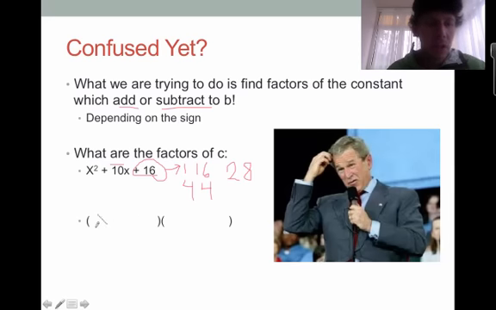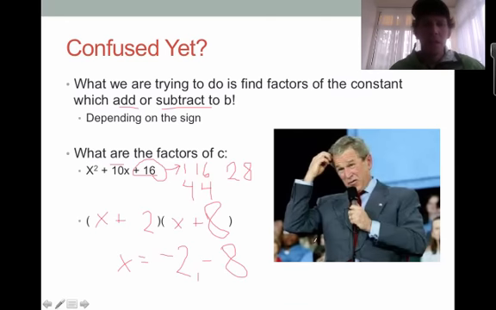So of course, you've probably figured it out. What we're going to do is have (x plus 2)(x plus 8). It doesn't matter if you put the 2 first or the 8 first, but this is how we correctly factor this. Then if you want to find the x-intercepts from there, you would set each of these equal to 0 and solve for x. x equals negative 2 or x equals negative 8. Those would be our two x-intercepts solved by factoring.